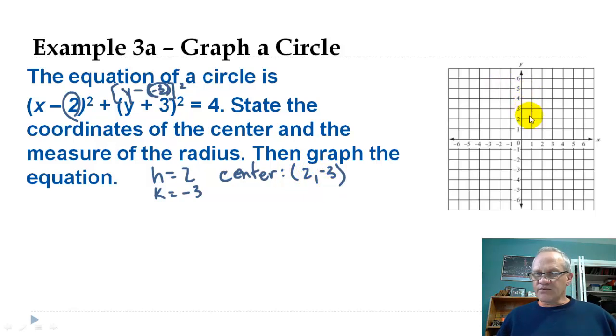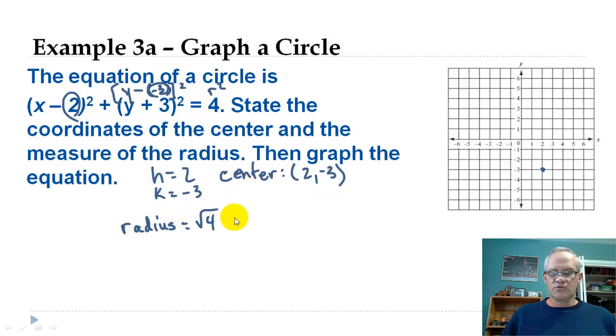Okay, so I'm going to plot that right here. So here's 2 and negative 3, right? So 2, negative 3 is right there. That's the center. And then what's the radius? Well, remember in the equation, this number out here is the radius squared. So 4 is the radius squared, so how do I get back to the radius? I take the square root. Let me write this here. So the radius would be the square root of 4, which would be 2.